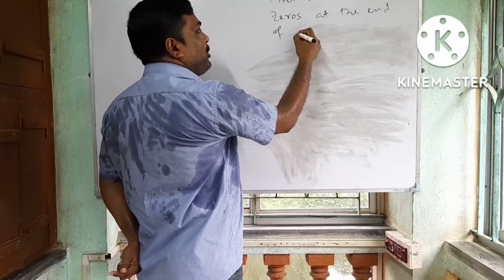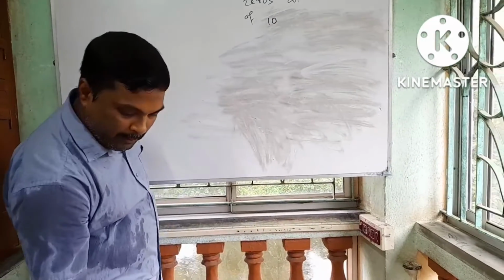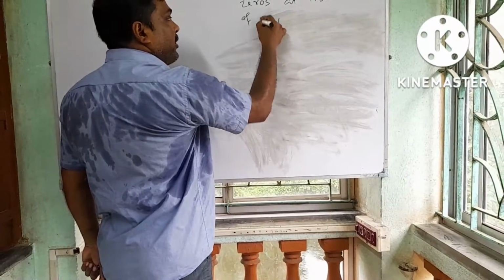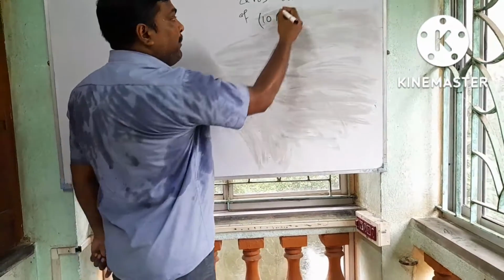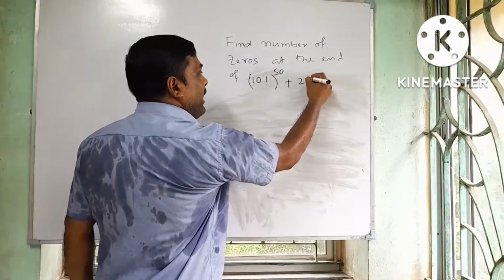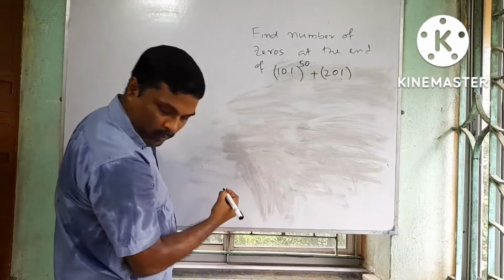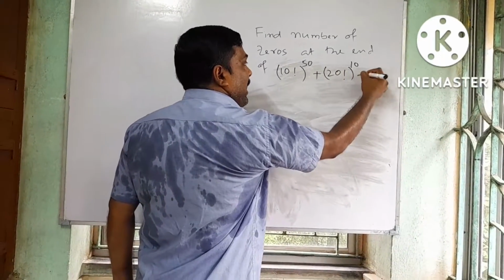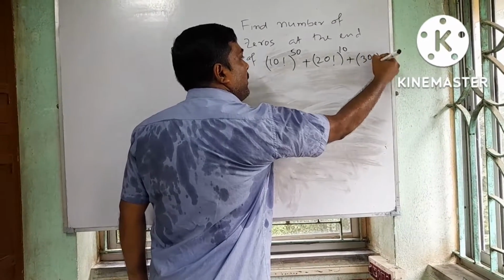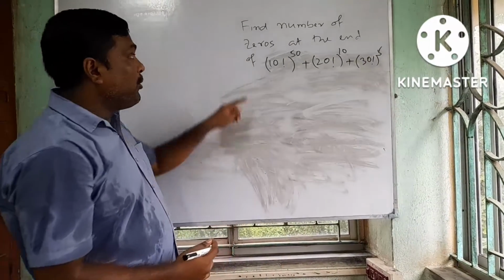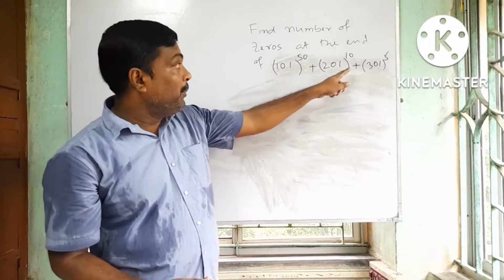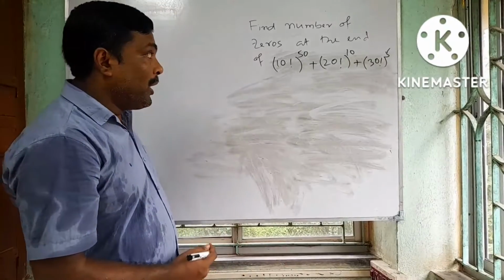Next question is to find the number of zeros at the end of 10 factorial to the power 50 plus 20 factorial to the power 10 plus 30 factorial to the power 5. Find the number of zeros at the end of this sum.